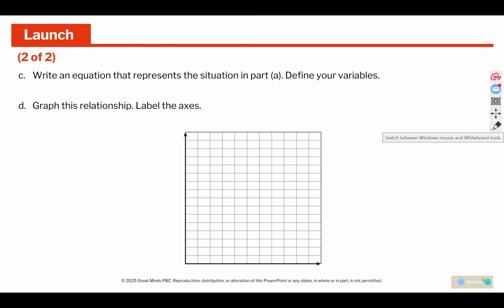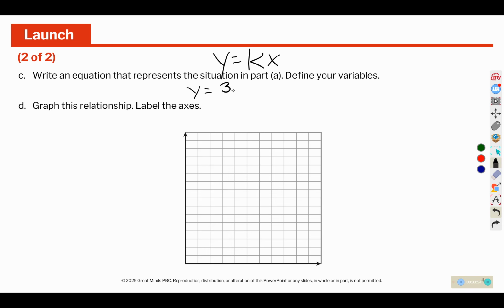Write an equation that represents the situation in part A. We use constants of proportionality to write equations in this format: y equals kx. We said that our constant of proportionality was 3.5, so we can replace k, the constant of proportionality, with the number that it represents. And it also says to define our variables. X is the pounds of apples, and y is cost in dollars.